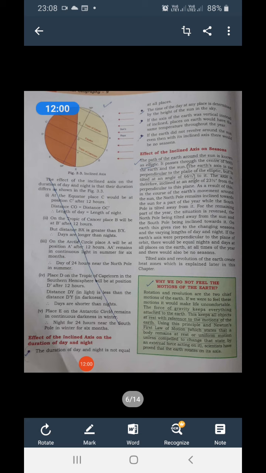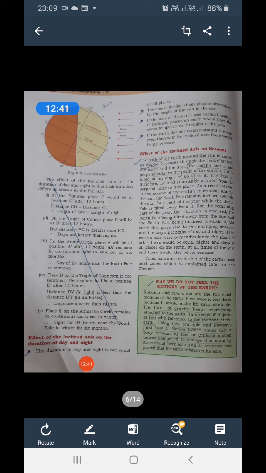Now the first thing that they mention here is the path of the earth around the sun is elliptic. Elliptic means it is oval in shape, it is not round. And the earth's axis is not perpendicular to the plane of the ecliptic, but it is tilted at an angle of 66.5 degrees. So they have repeated the same thing, that the earth is inclined at an angle of 66.5 degrees. And again I'll be explaining you through the diagrams. Now don't learn anything in detail because it's a repetition of what we are going to do later on.